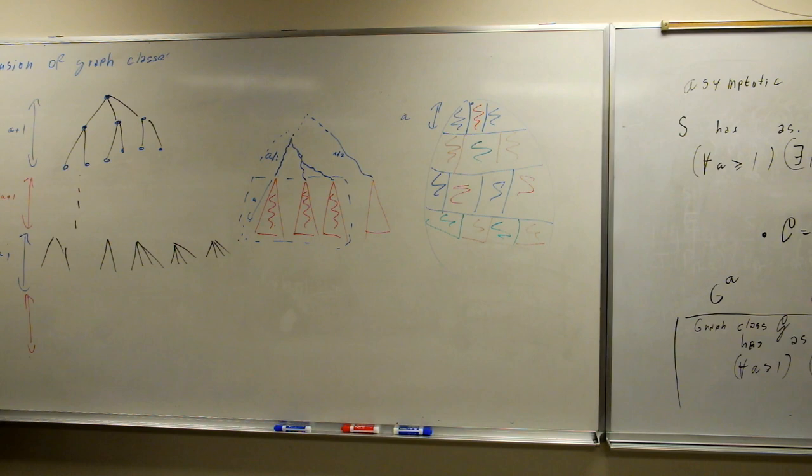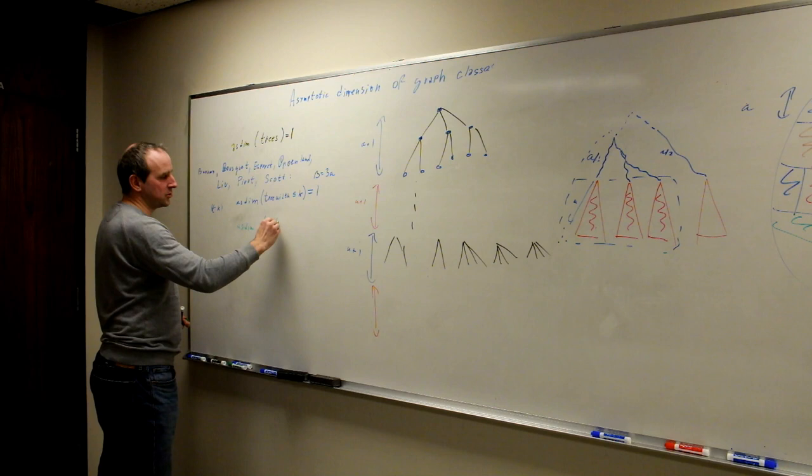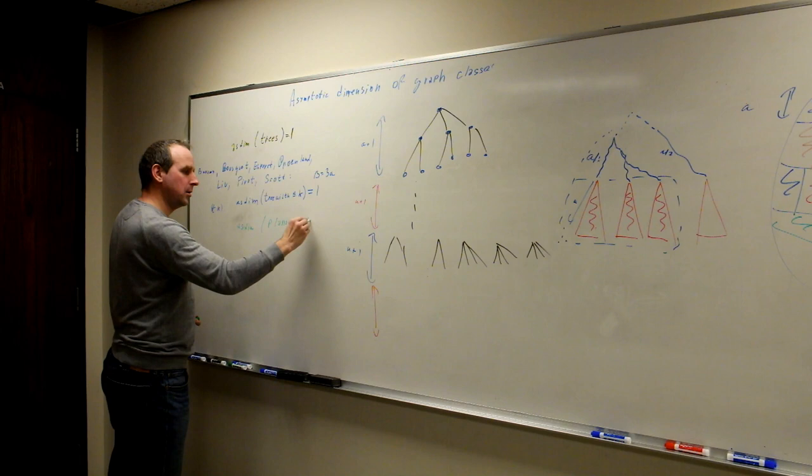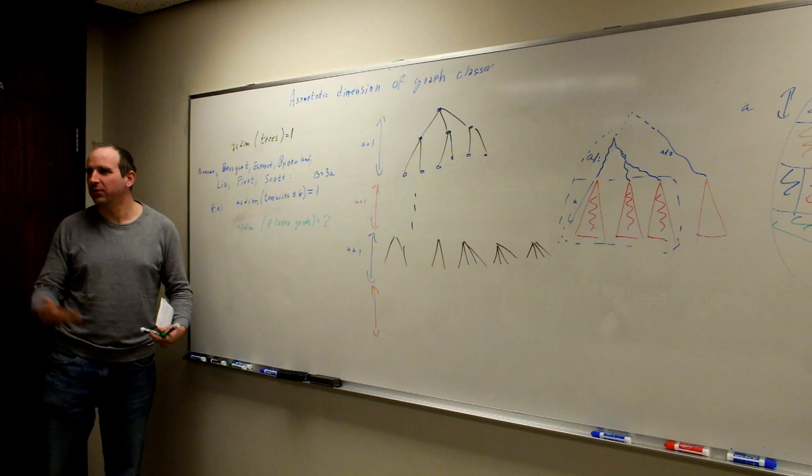But if you do more work, as these authors did, they can also show that the asymptotic dimension of planar graphs is actually at most two. It's actually exactly two, which is nice, which is kind of what you would expect. I mean, planar graphs should naturally have dimension two if you have a good notion of dimension.